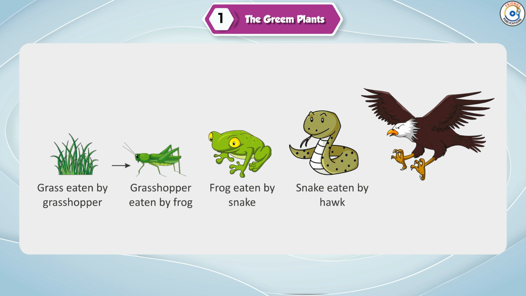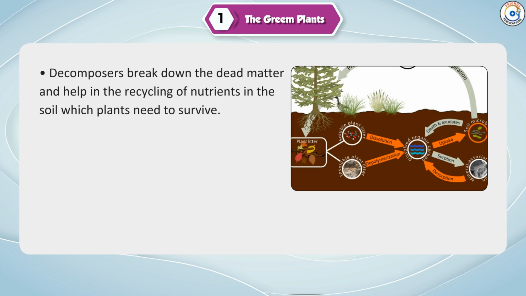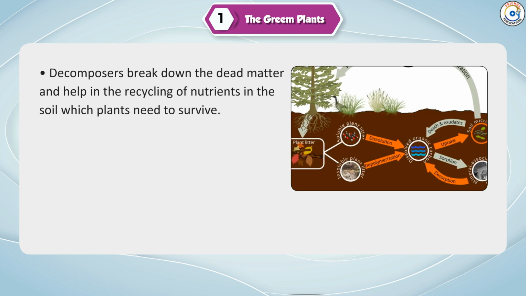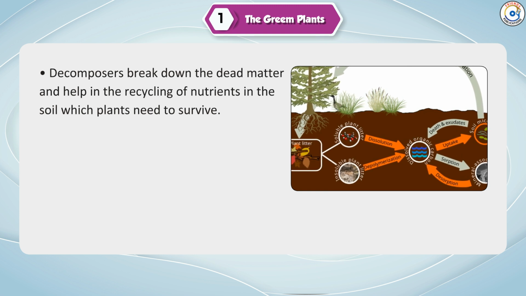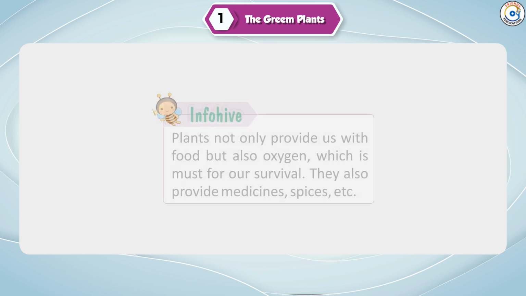Grass eaten by grasshopper. Grasshopper eaten by frog. Frog eaten by snake. Snake eaten by hawk. A food chain. Plants also depend on animals in many ways, such as decomposers break down the dead matter and help in the recycling of nutrients in the soil which plants need to survive.